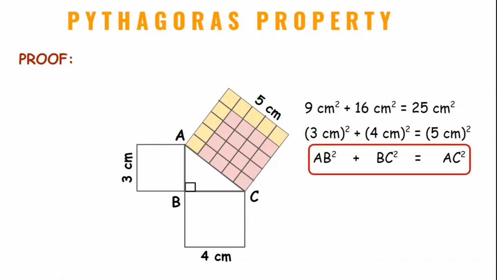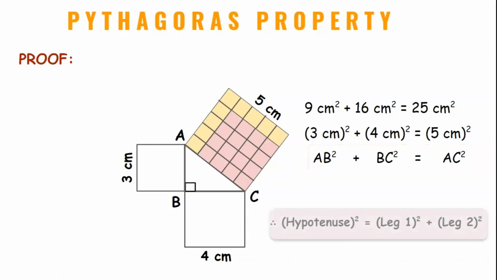So finally, it is proved that the square of the hypotenuse is equal to the sum of squares of the legs of the right triangle. So remember children, this Pythagoras property is applicable only for right angle triangles.